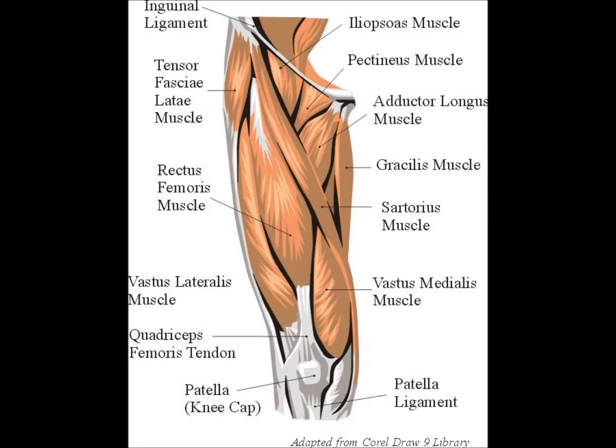The rectus femoris, like I said, is the largest muscle in the quadriceps group, and it is located in the center. This also makes up the patellar tendon. And then we have the vastus lateralis, which is on the lateral side of the leg, and then the vastus medialis muscle, which is on the medial aspect of the leg. And you can't see it in this image here, but the vastus intermedius sits just underneath that rectus femoris muscle.